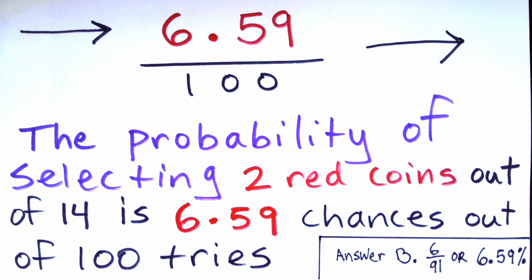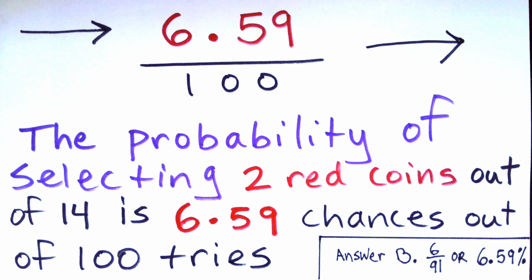6.59 out of 100. But what does that mean? Okay, so this is explaining the probability of selecting 2 red coins out of 14 in a row is 6.59 chances out of 100 tries. Or you can round that up. That 5 can round that 6 up to a 7 if you want to be technical about it. So you can say 6.5 or 6.6 or 7 chances out of 100 tries, you're going to pick up 2 red coins in a row. So the answer is B, 6 out of 91, or 6.59%.